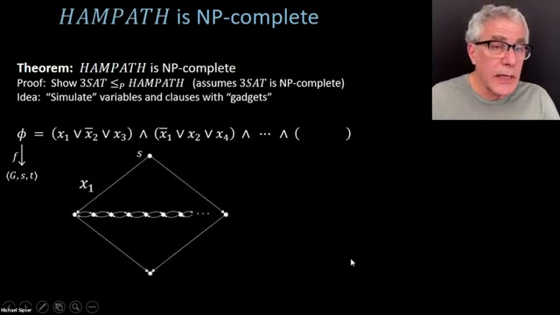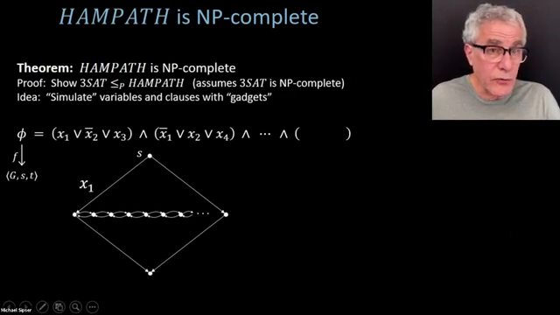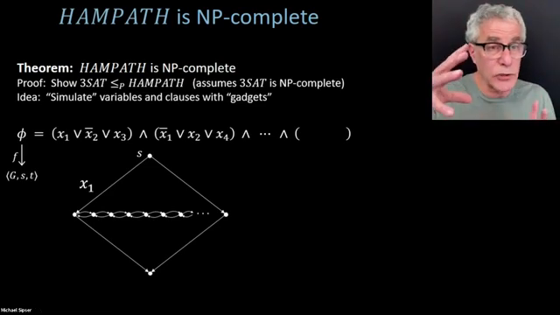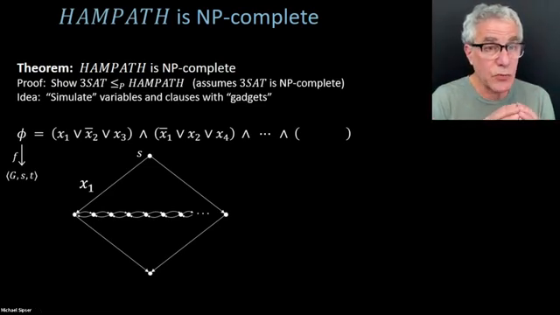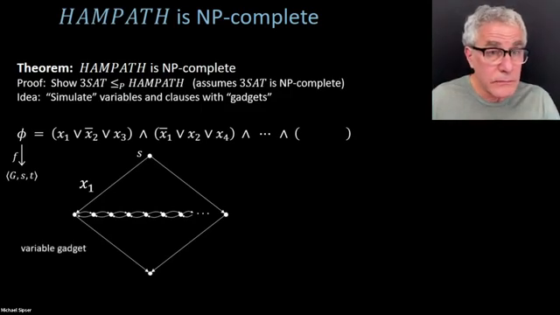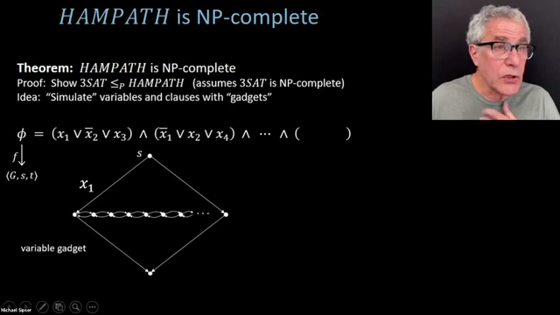And this is not the whole graph, but a substructure in that graph. The next slide is going to have the global structure of the graph. But here, this is going to be a key element, and we're going to call that the variable gadget. Okay, what does it look like?